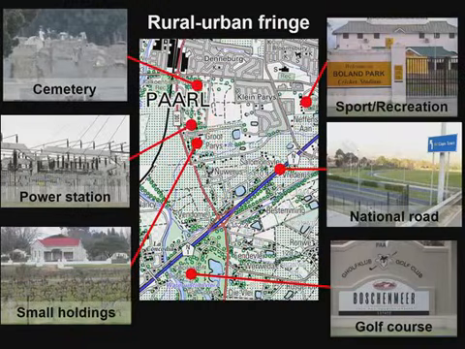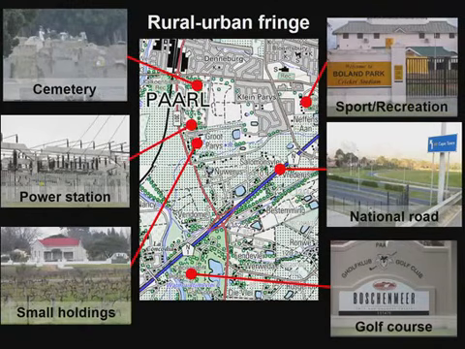You see what we've got on the slide here? Very important that you must know your different land use zones. Okay, here's the urban-rural fringe. You must know the characteristics, the features of what we find in the urban-rural fringe. Have a look at this. Here we've got Paarl's one. There's a cemetery, power station, small holdings. There's a golf course, national road, sport. You must know this stuff, right?